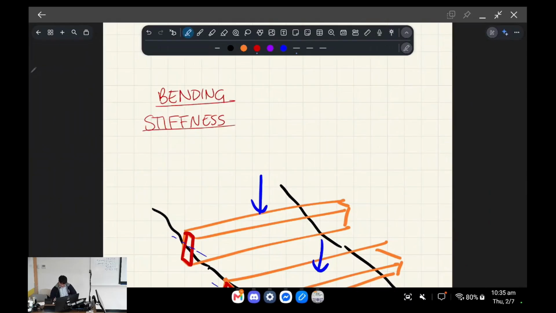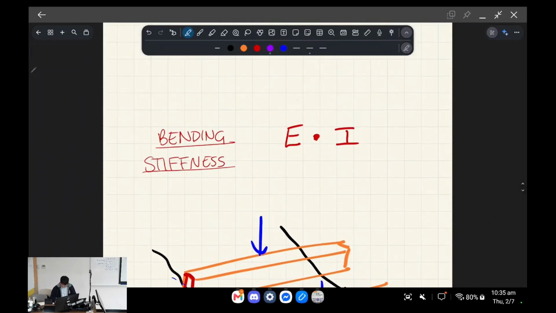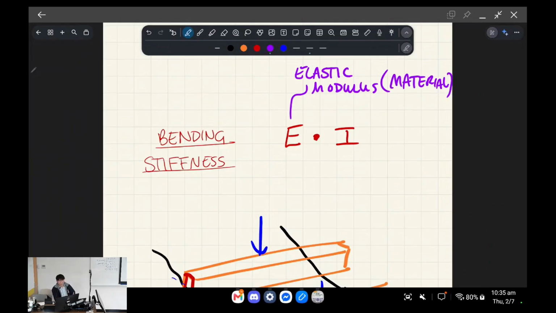So bending stiffness comes from two components, all right? E multiplied by I. E, as you may or may not have heard of before, is your elastic modulus, and this is a material parameter. Okay, so for example, if this beam was made out of steel, you can imagine it's stiffer than if it was made out of wood, right? It's got a higher elastic modulus. However, the other thing that controls it is this idea of area moment of inertia.